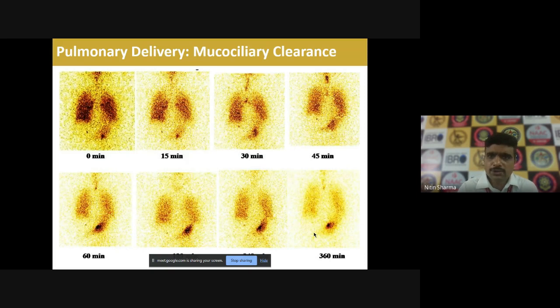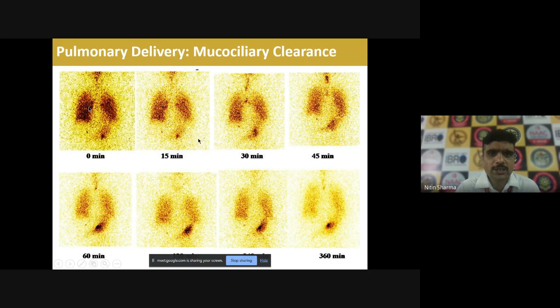As I told you, mucociliary clearance is again the defensive mechanism, as in the case of the pulmonary route. If I want to know how useful my strategy is to retain or increase the residence time in the lungs, that we can determine. We are capturing gamma images at different times, like this is the 0 minute.